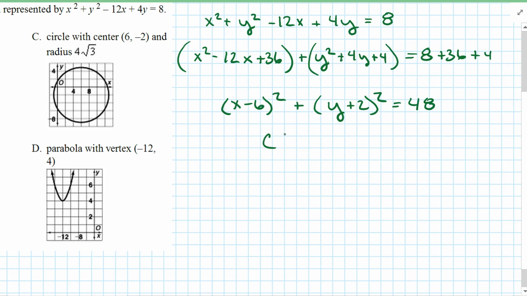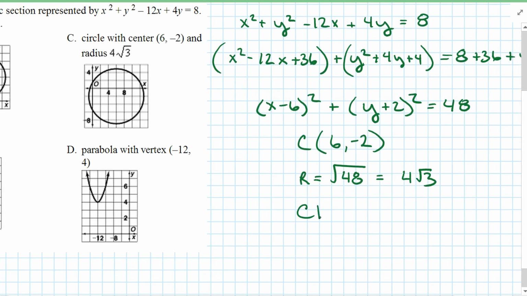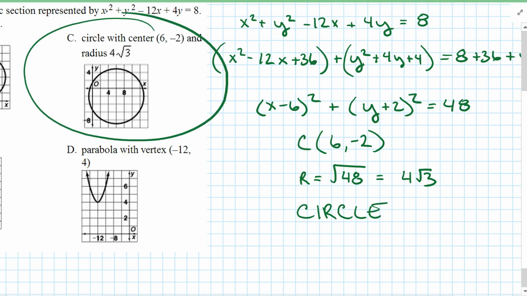The center of the circle is 6, negative 2, because remember x minus h and y minus k, and the radius is the square root of 48, which will factor out 4 square root of 3. And we know it's a circle. So the answer is C if you got the multiple choice.